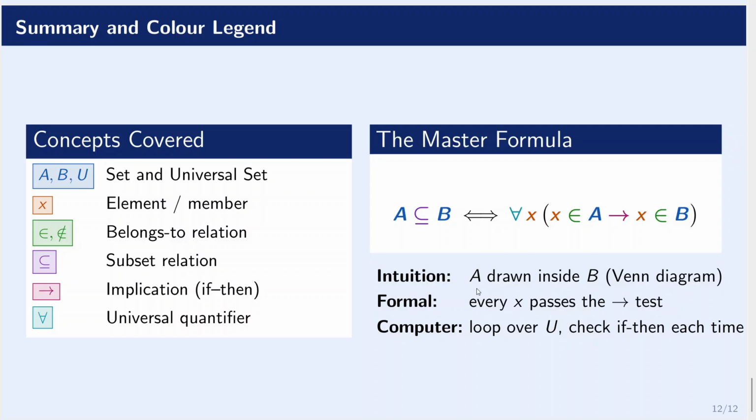Through human intuition, we picture set A drawn completely inside set B using a Venn diagram. Through formal logic, we require that every single element X passes the logical if-then test. And through the lens of a computer, we simply write a program to loop over the entire universal set U, checking the if-then condition each and every time.